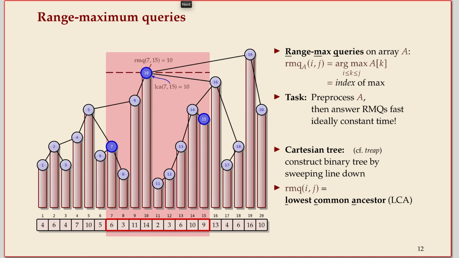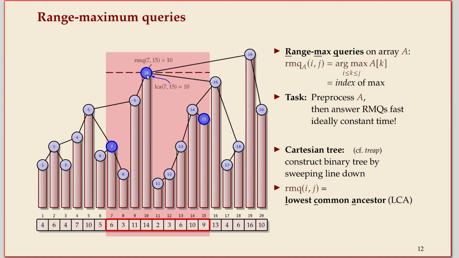Last thing, why this is useful: range-max queries in the array are the same as lowest common ancestors in this tree. How is that? If you take the nodes corresponding to the left and right endpoints of our query range, those are the highlighted nodes in the tree, then the maximum is their lowest common ancestor, and that's the node 10.